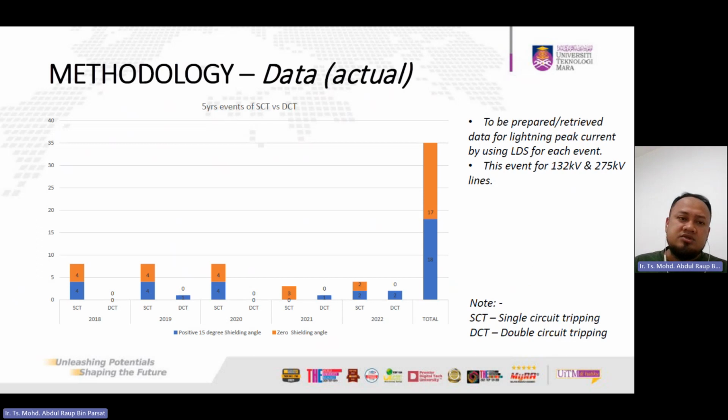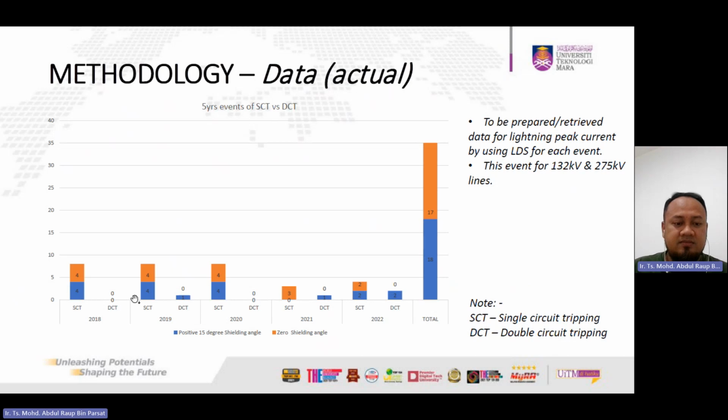Okay, so I also worked on my collection data. This is the actual data from 2018, 2020, and 2022. I divided it into two categories: the blue one is the positive 15 degree shielding angle, and the orange one is the zero shielding angle. The number inside the bar graph is the number of line tripping events.